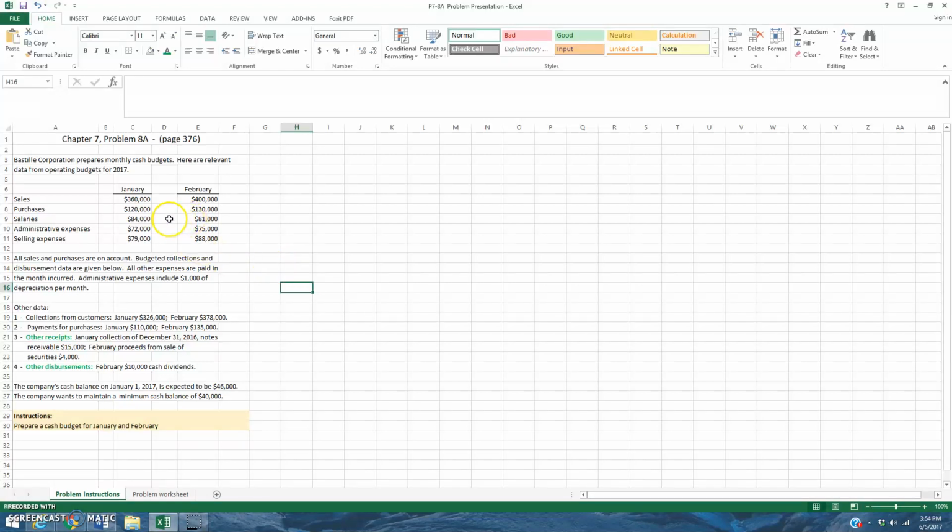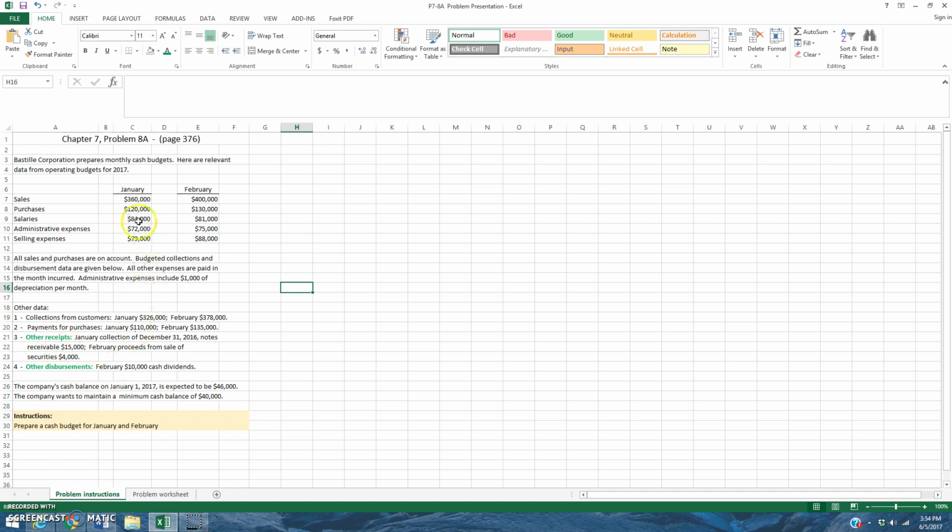I'm going to go over problem 8a in chapter 7, which can be found on page 376. The problem down here in the instruction is telling us that we need to prepare a cash budget for January and February. So that is our ultimate goal, is to have a cash budget report for January and February.